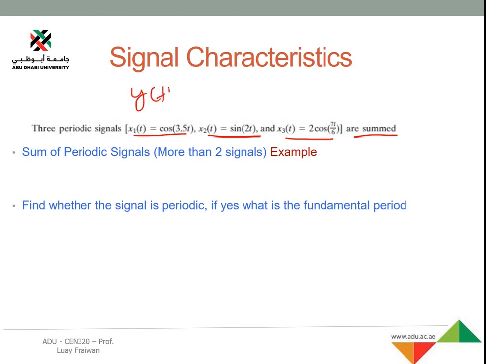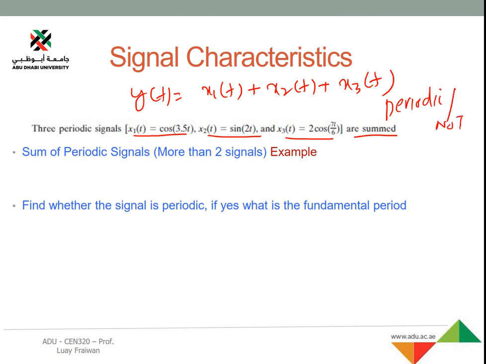Okay, so y of t is actually what? x1 of t, x2 of t, and x3 of t, and we have to find whether this output signal y of t is periodic or not. Okay, so try this at home. Just check whether these signals are periodic or not.